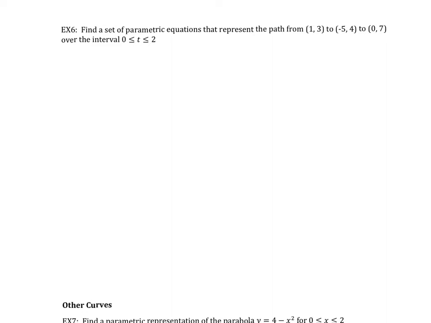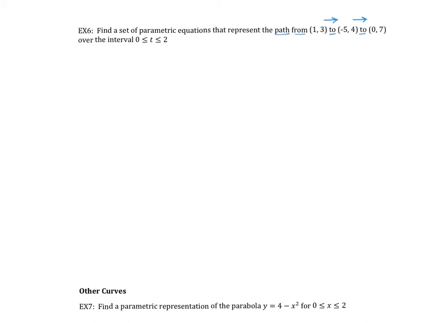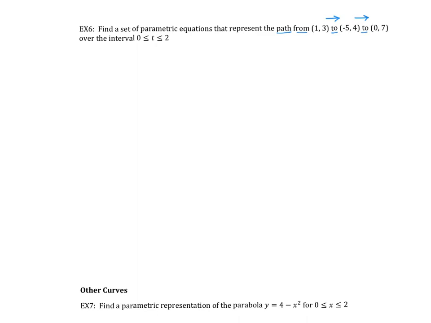Example 6, we want to find a set of parametric equations that represent the path from 1, 3 to -5, 4 to 0, 7. So you've got to be careful here. This is a path, and it says from one point to another, so we have a direction. We're going from 1, 3 to -5, 4, but then we're also going from -5, 4 to 0, 7. So I have direction. I have to take that into consideration when I make my parametric equations. And I actually have 2 line segments, so I'm going to have 2 sets of parametric equations.